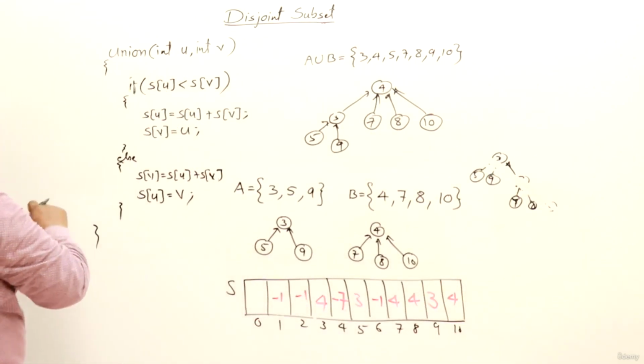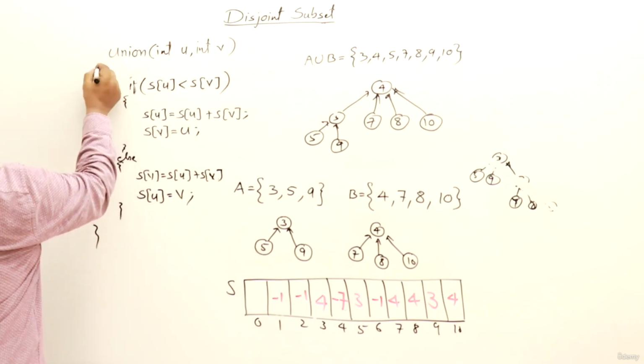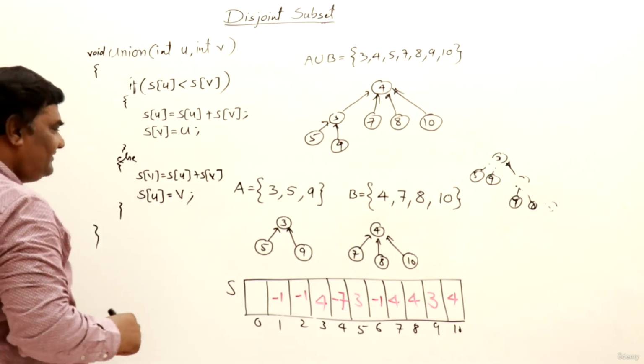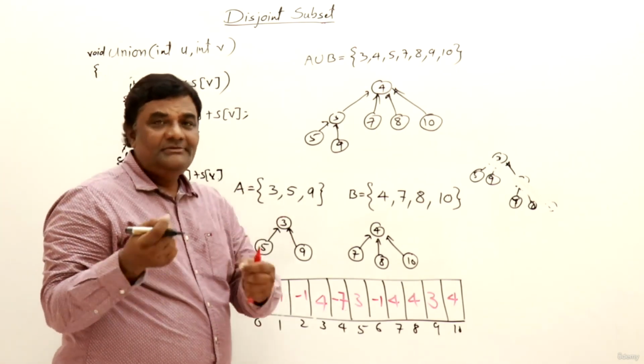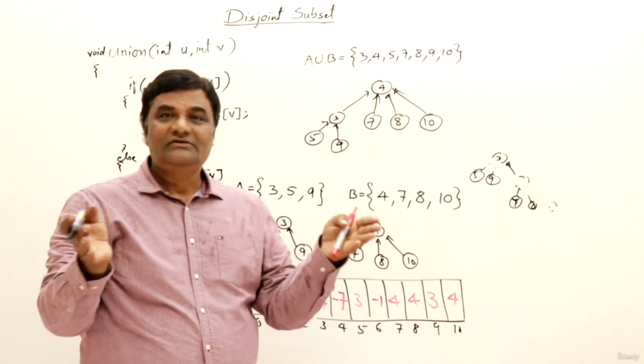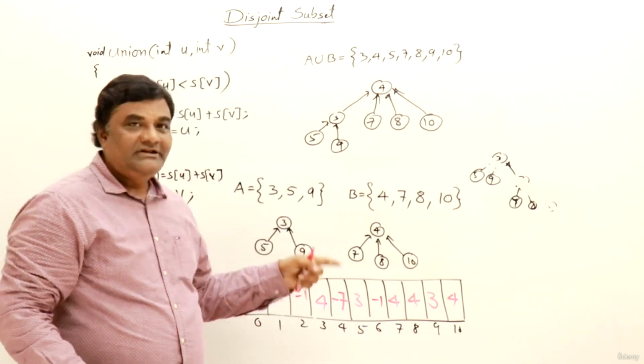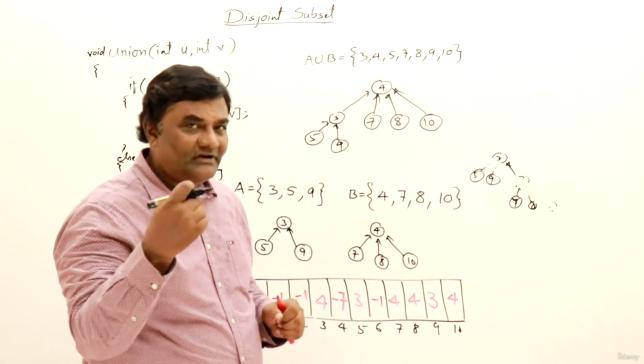This is the union operation. As a C language function, we can implement this and say it is void union. It will perform union on this one. So one will be made the parent of another, and the total number of nodes is stored in the parent. This is the union operation.